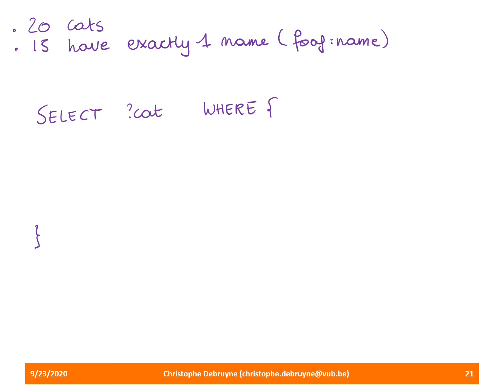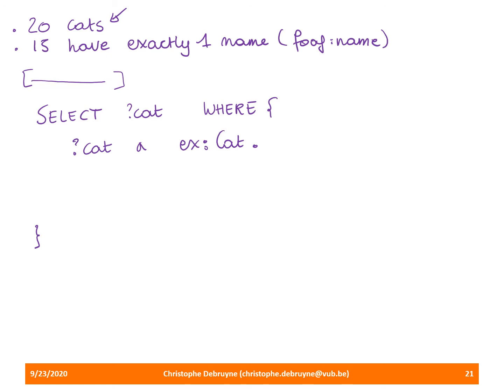I will now introduce a triple pattern, and the triple pattern is as follows. I want things of the type x cat. Now I do assume that the prefixes have been declared above. With that query, I will obtain the 20 cats.